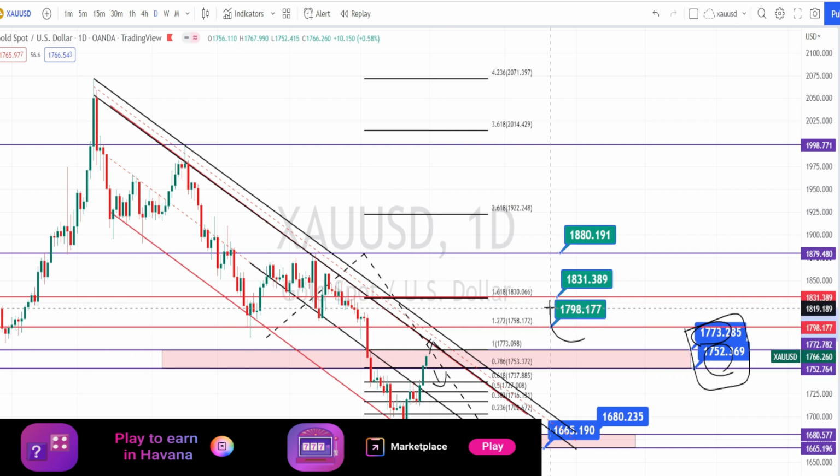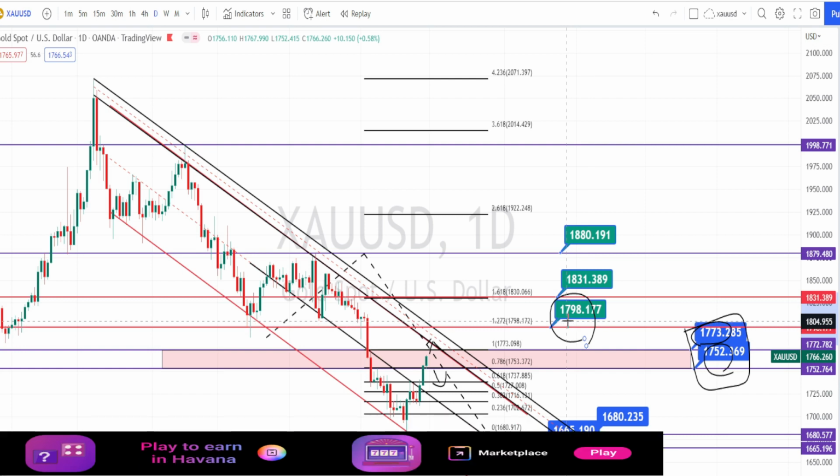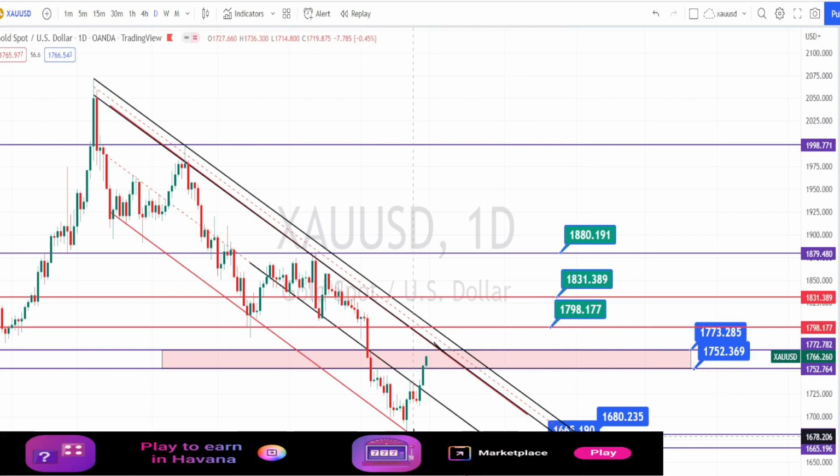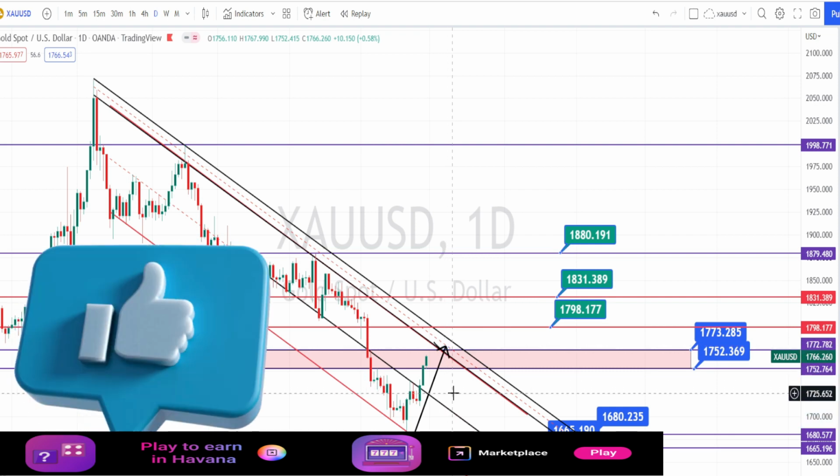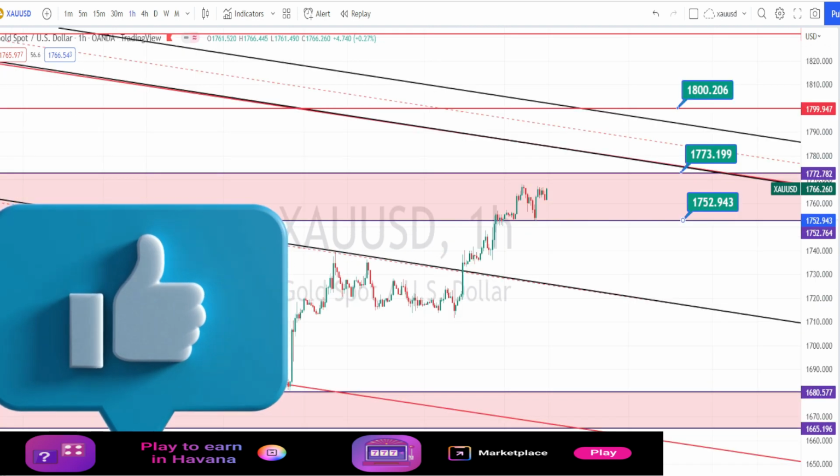Next level of resistance from the daily time frame is going to be around 1798 or 1800. And the current price action in daily time frame is also on a bullish side retracement. Let us do the analysis in hourly time frame. I am in hourly time frame now.